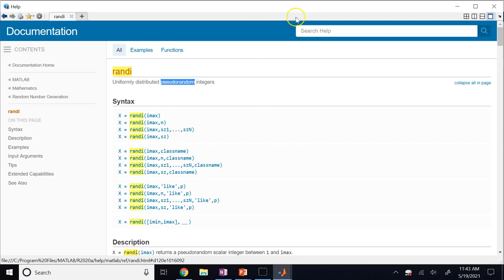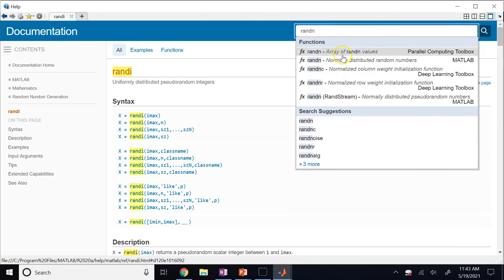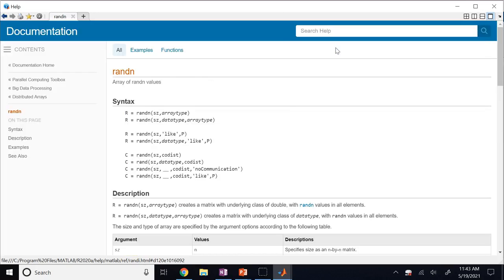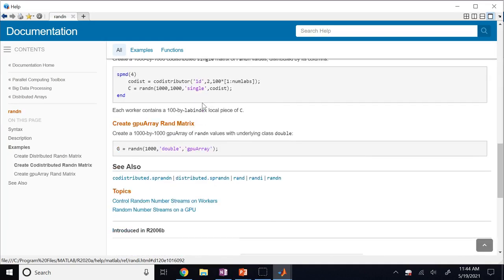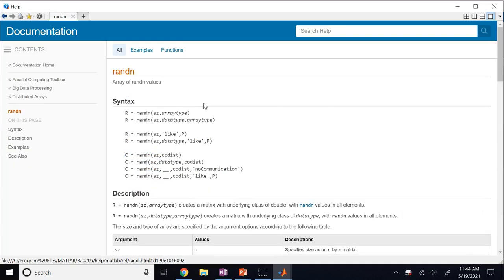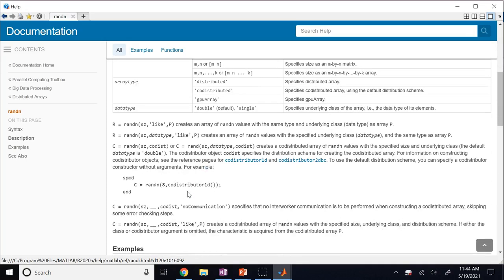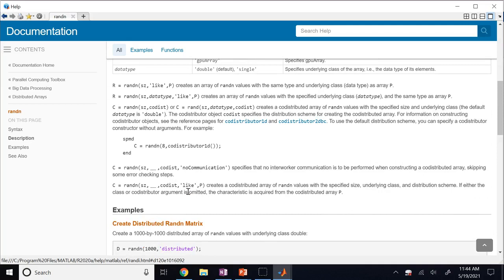pseudo-random integers. There is another rand command, it's called randn. Randn again creates numbers that are random. The difference is they don't come from a uniform distribution, they come from a normal distribution, and basically the average of that normal distribution is 0, and the standard deviation of that is 1.